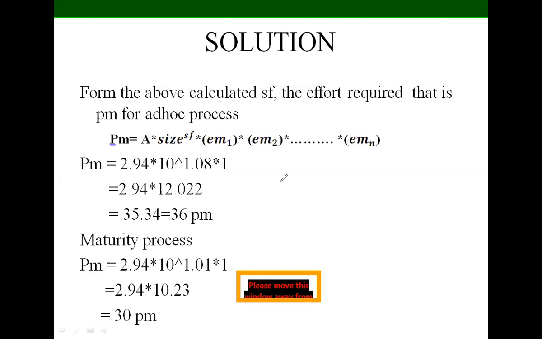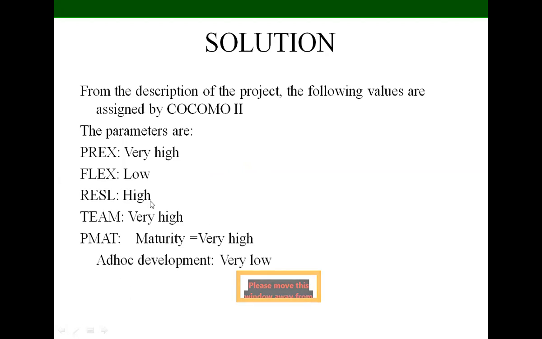Everybody clear about the example? By reading the example we have to guess and take these main parameters. We have to check the parameter values, either very high or low, depending upon the example. Every project is different. So by reading the example you have to choose. These are very important. This example is very important from the exam point of view.